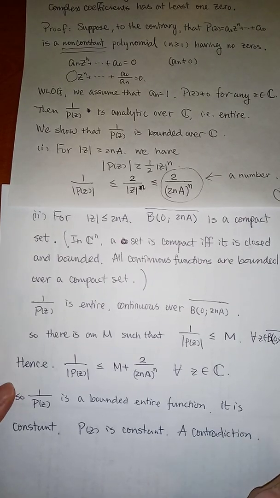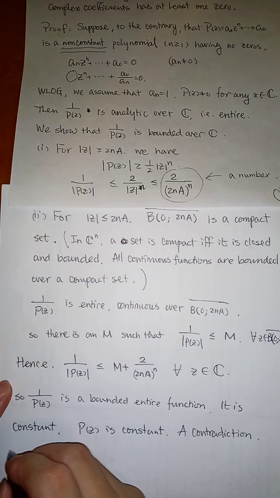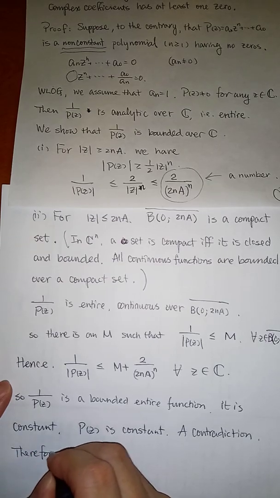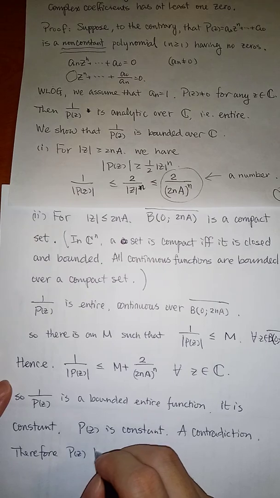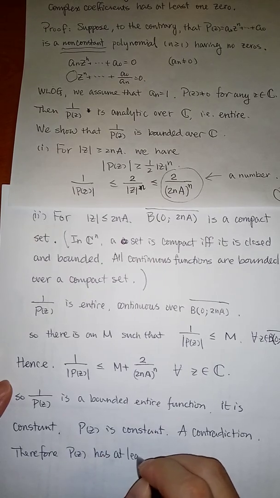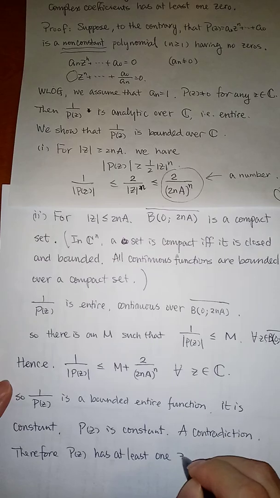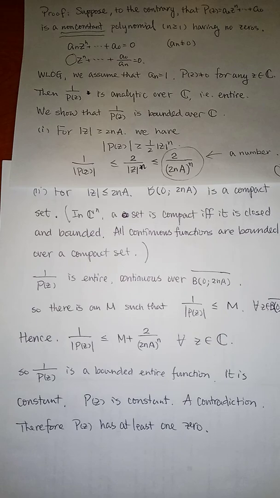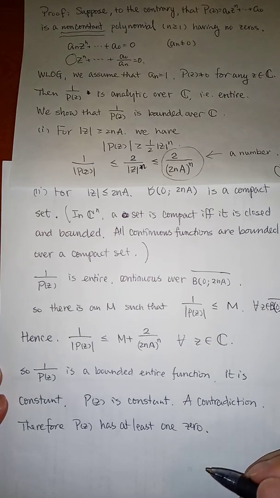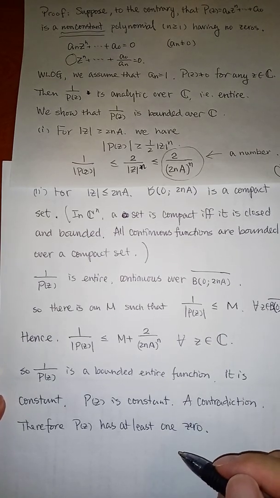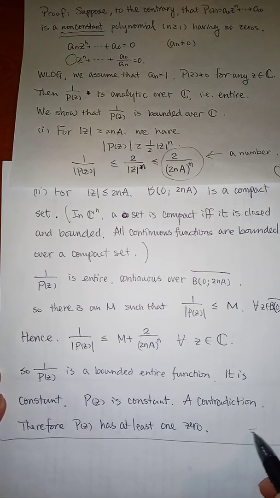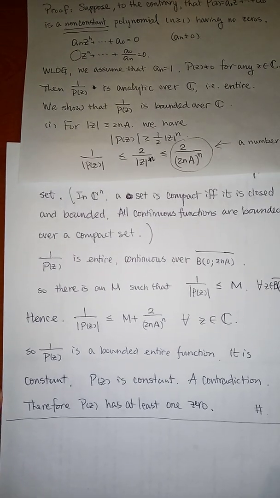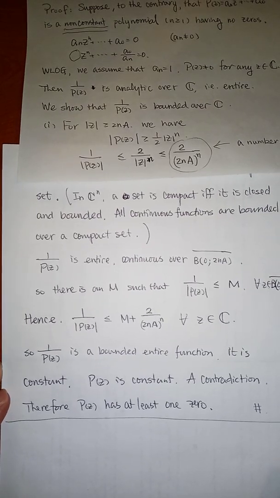Therefore, p of z has at least one zero. Okay, so we finished the proof of the fundamental theorem of algebra. In the fundamental theorem of algebra, we just claim it has at least one zero.